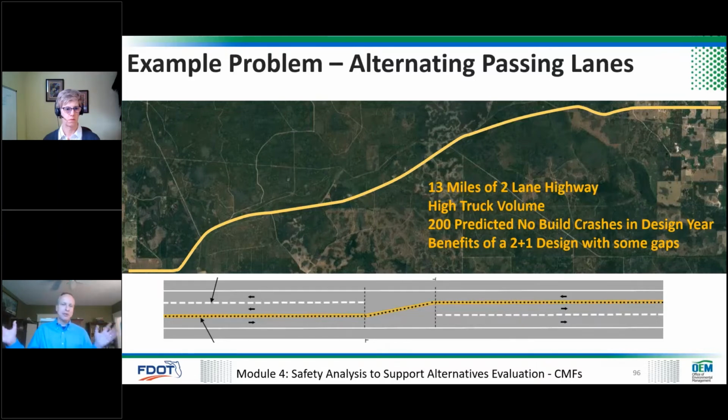So it won't be the whole way. There'll be kind of alternating third lanes, and then some 2-lane sections in between them. So this is generally the setup, and you're asked to go and find a crash modification factor that applies for this.